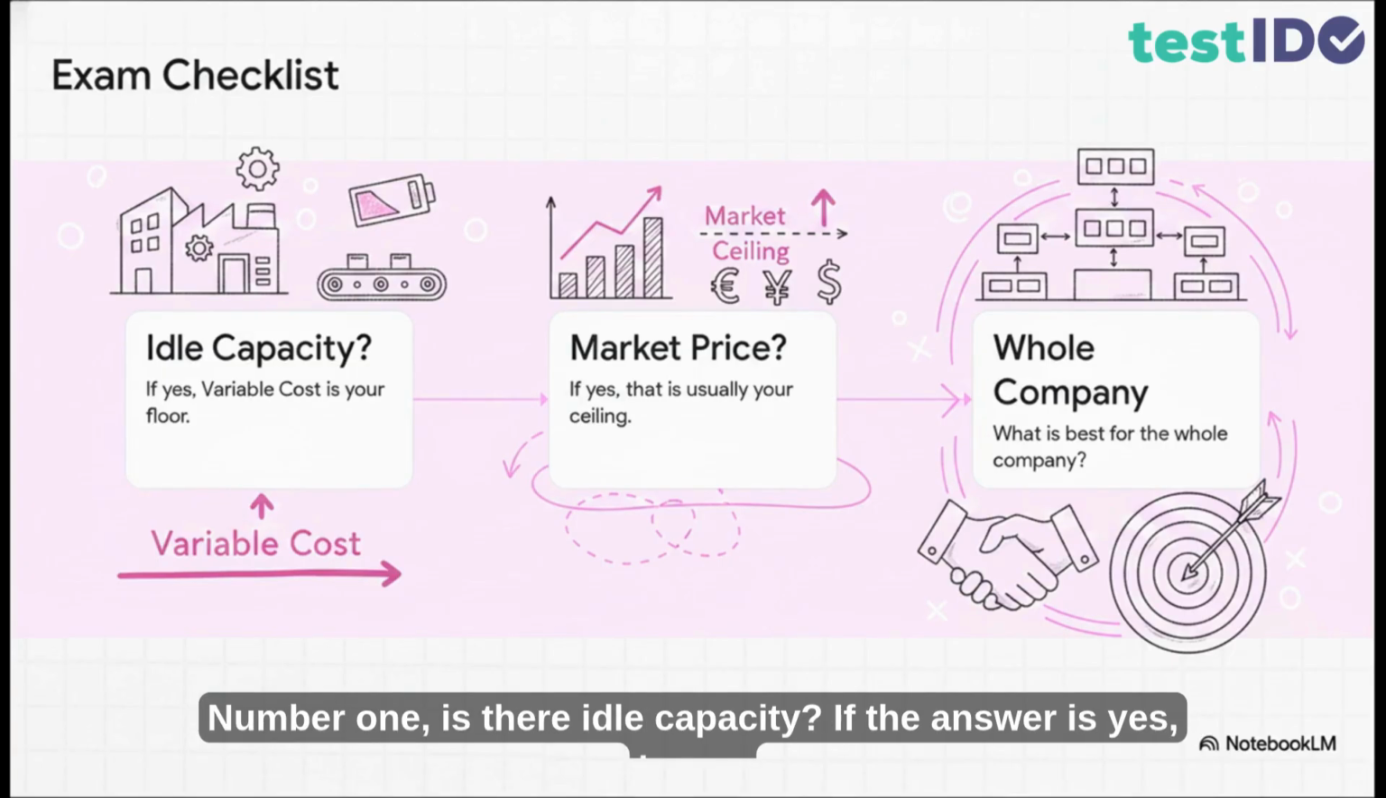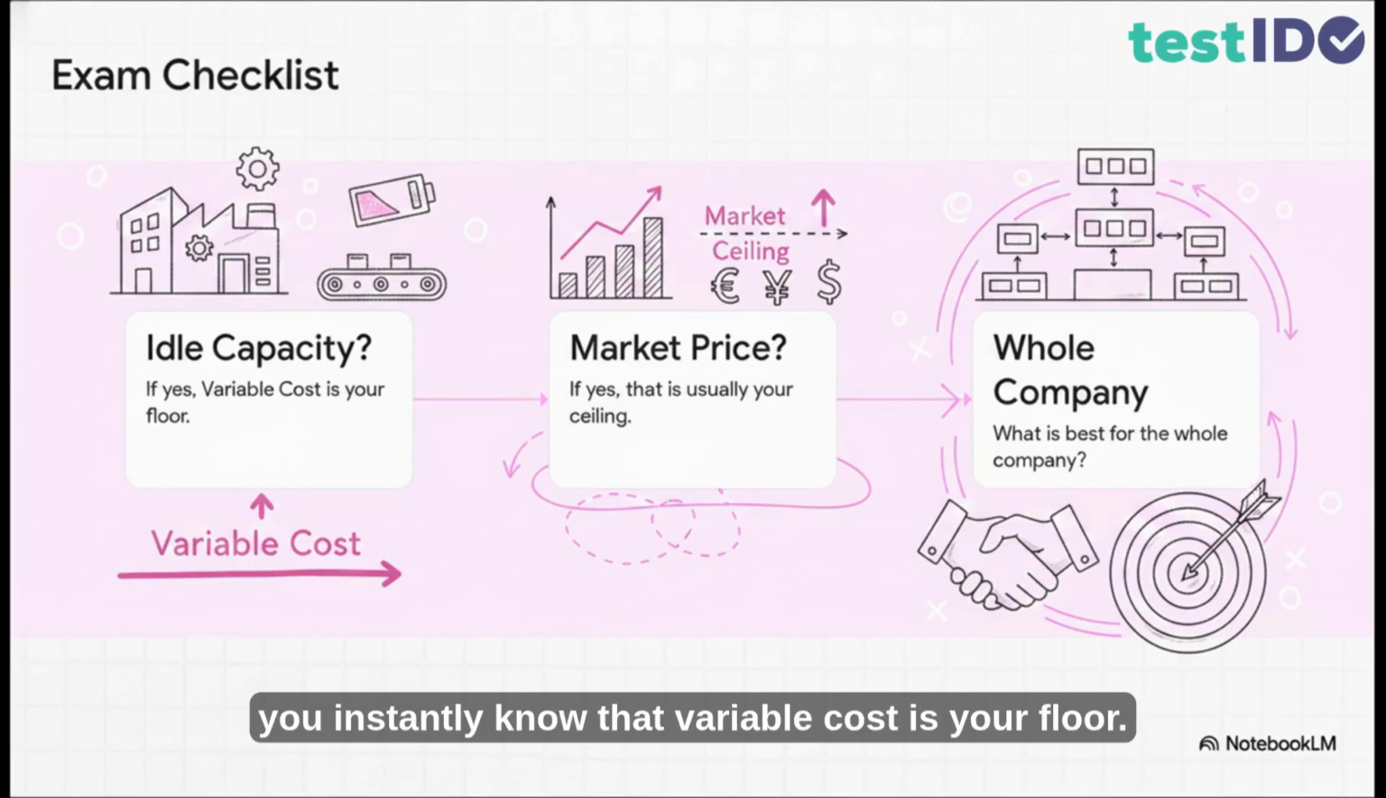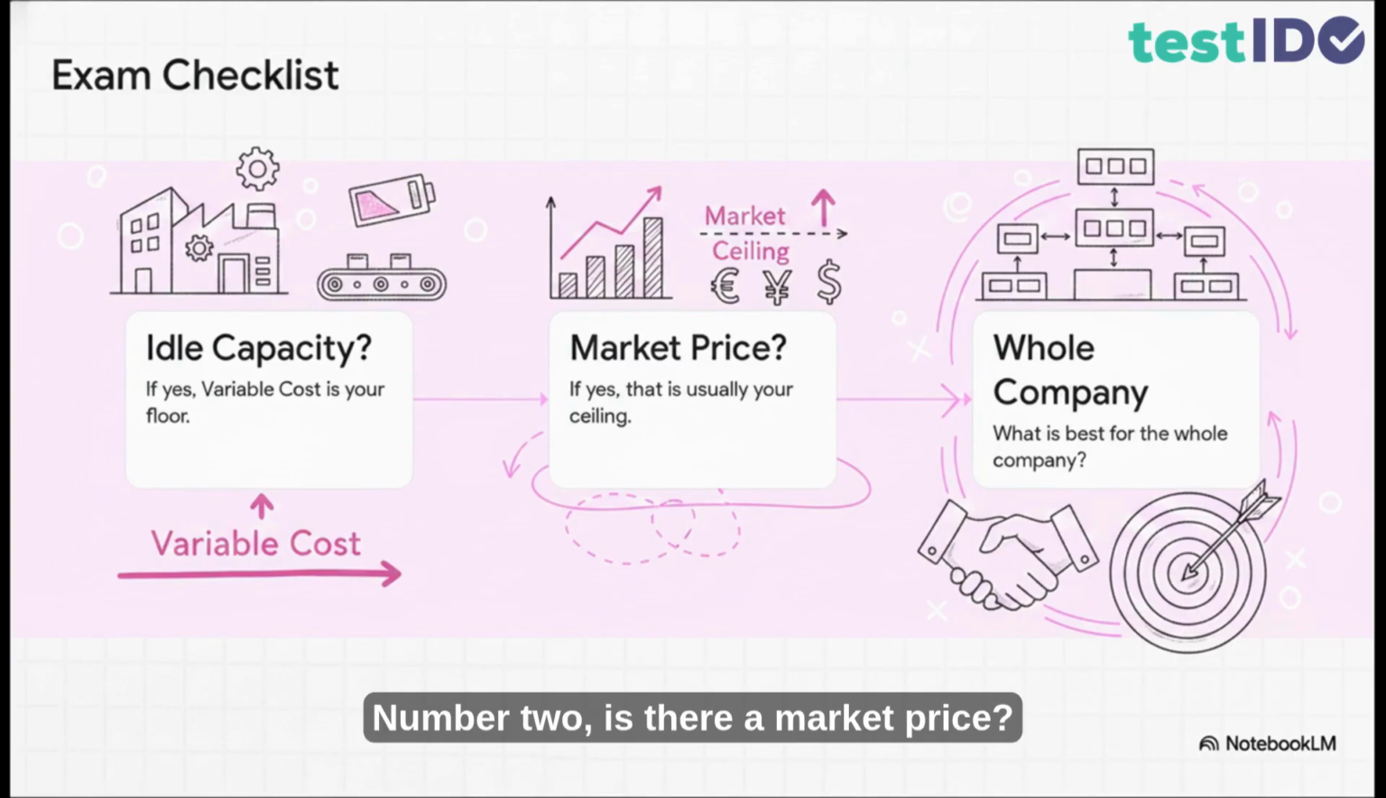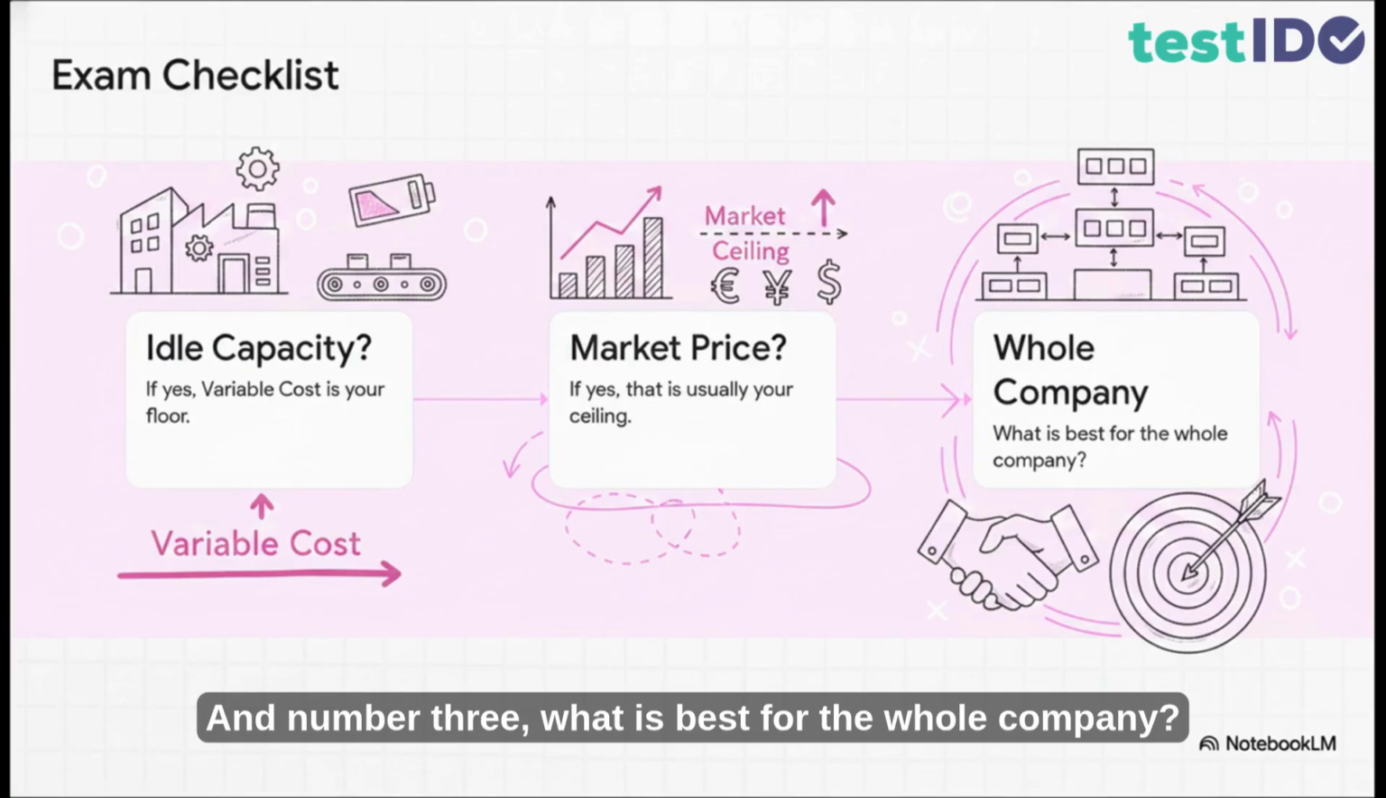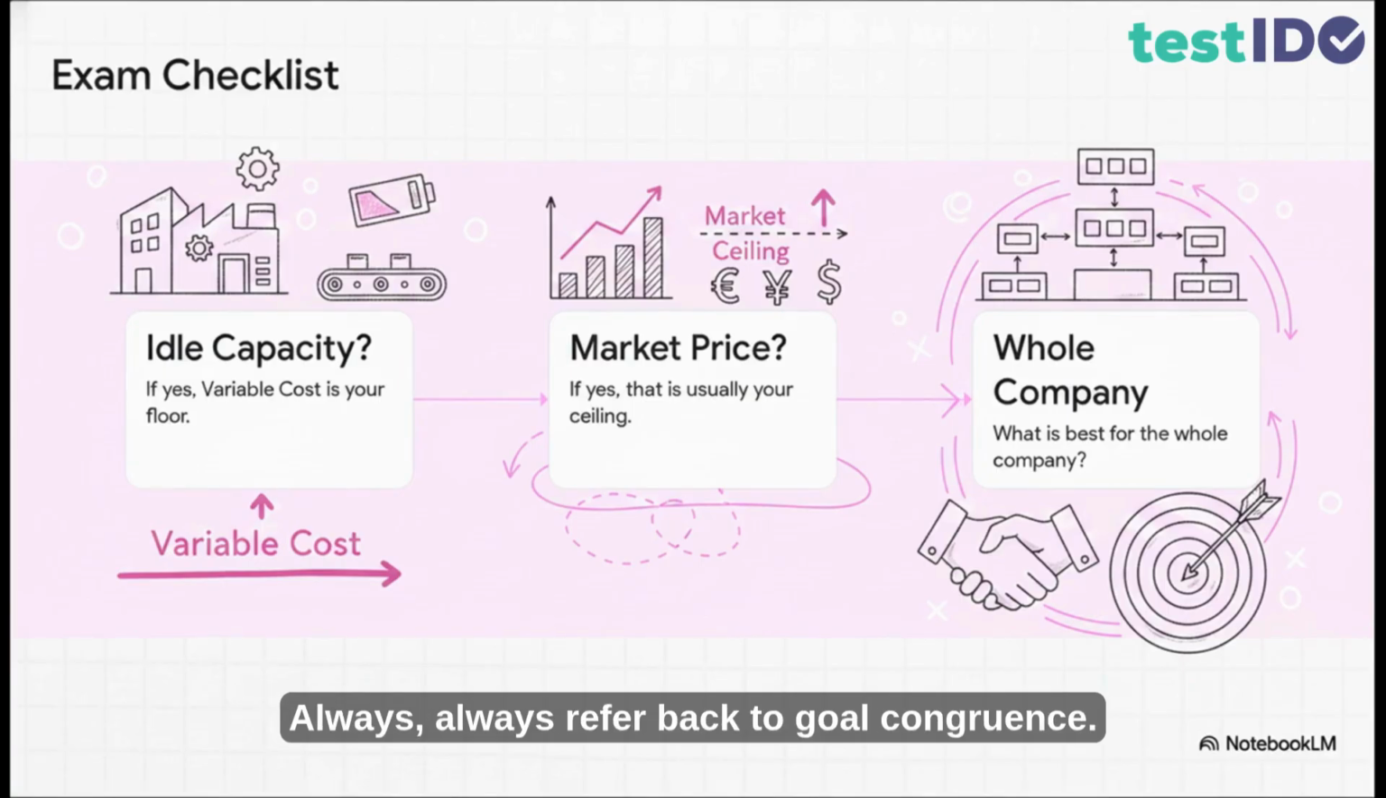Number 1, is there idle capacity? If the answer is yes, boom, you instantly know that variable cost is your floor. Number 2, is there a market price? If there is, that's usually your ceiling. And number 3, what is best for the whole company? Always refer back to goal congruence.